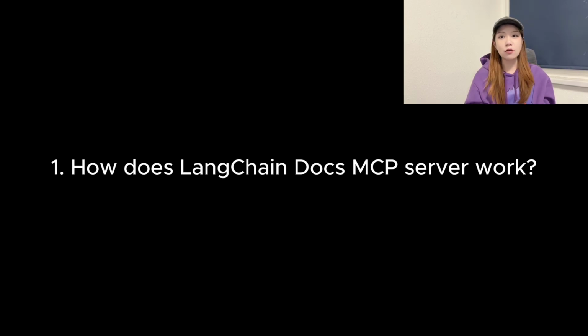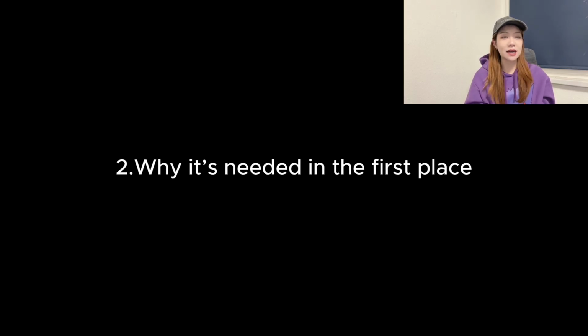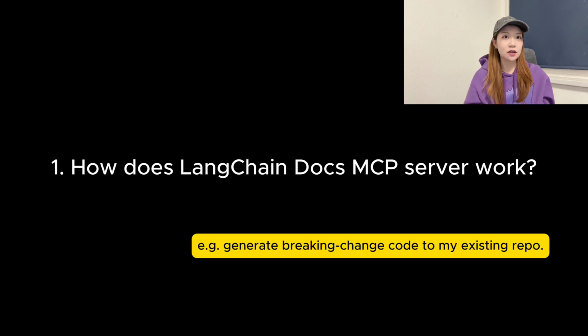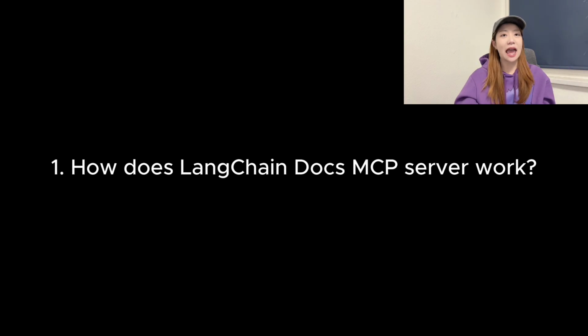So first is how the LangChain Docs MCP server actually works and why it's needed in the first place, and will it break my code if I'm using the old version and ChatGPT or Claude generates breaking LangChain code to my repository, because it's a total disaster, you know. So let's go to the first one. How does this thing actually work?